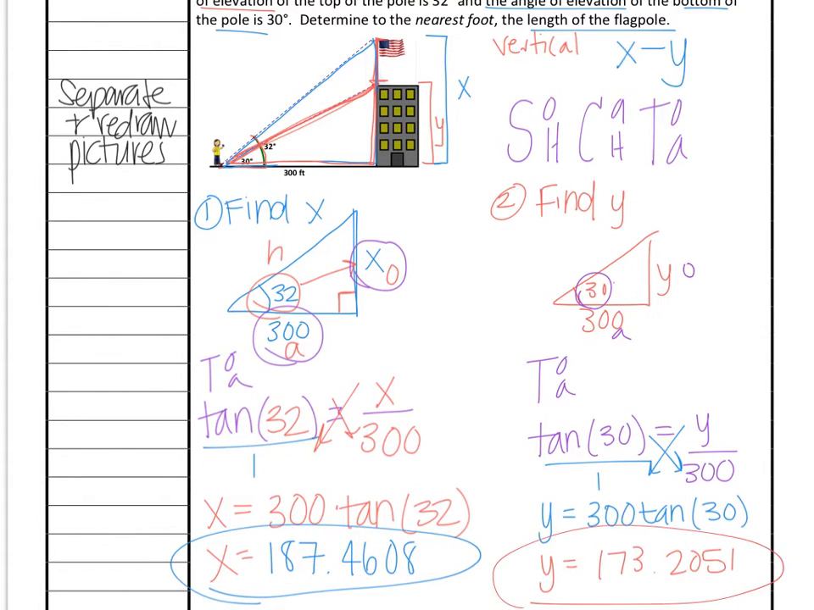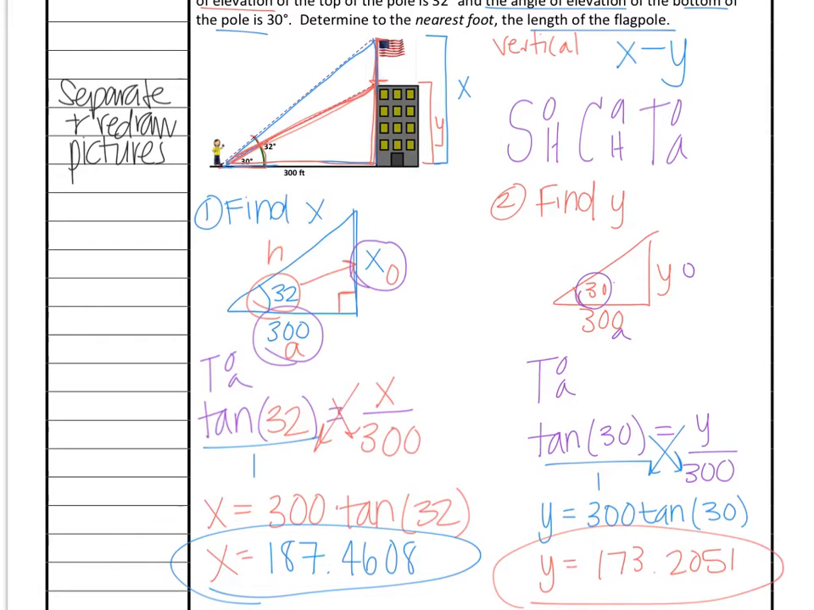Alright, so I found that x is equal to 187.4608. There likely are more decimals, but I told you to just give it to me with 3 or 4. So that's fine. And then I did all of the same exact work over here for finding y. I still used tangent. I had opposite over adjacent. I cross multiplied, and I found y to be 173.2051. So if you have these numbers, you're good. If not, pause your video, go back and fix up your work.